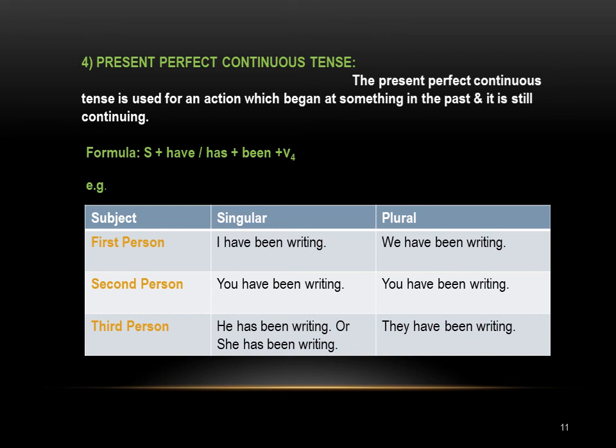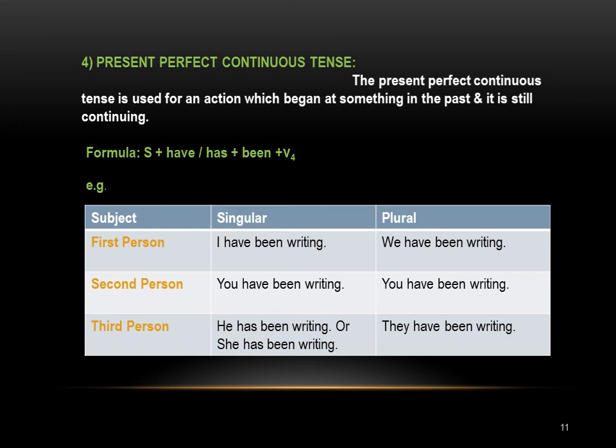Okay. Next, second person. See in the singular column: you have been writing. You, see your formula: S plus have or has plus been plus V4. So you have been writing. You is the subject, then have been, then writing. Okay. Next, you have been writing. See your formula again. You is the subject, have is the helping verb, been we use for joining two tenses, so it's very important, and writing, V4, means the present participle form of the verb.